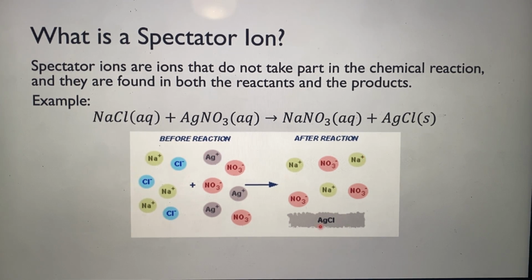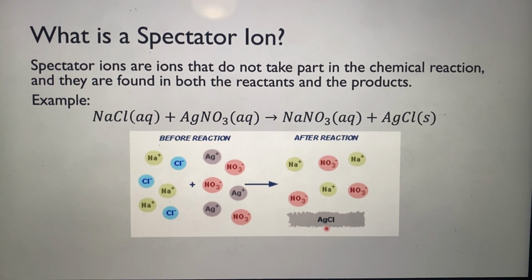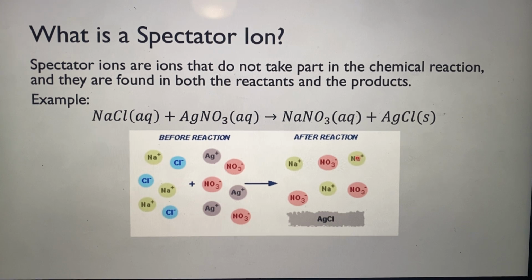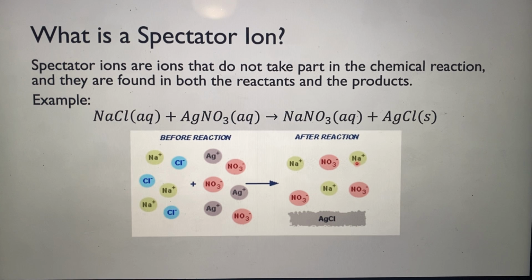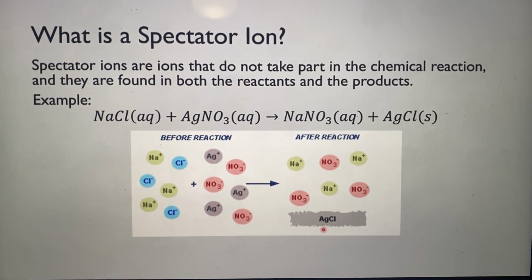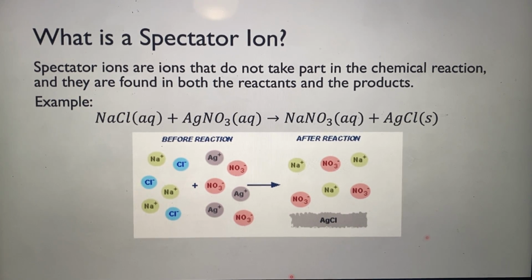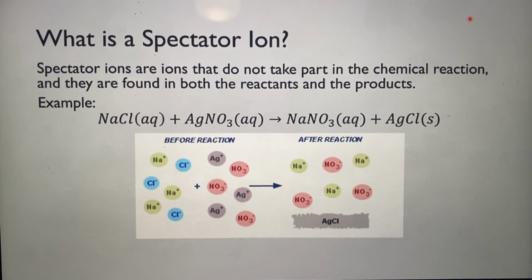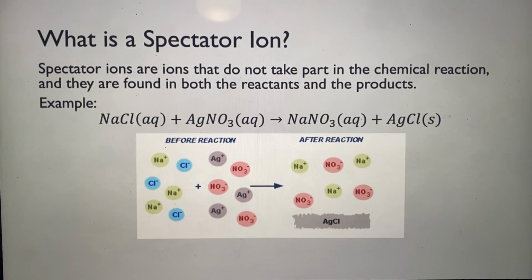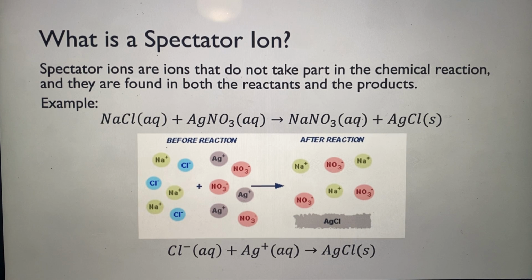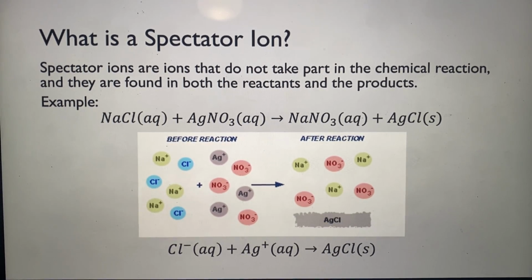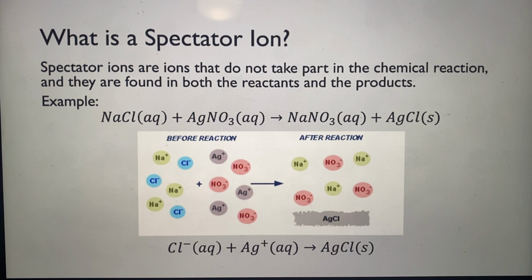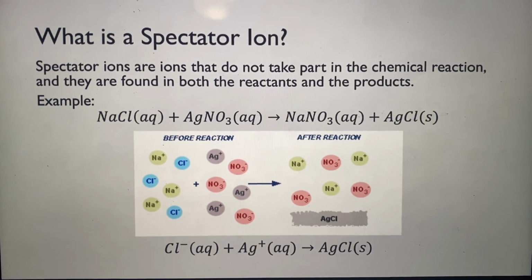After the reaction, you have your silver chloride solid, and then your sodium and nitrate ions still floating around, which indicates that they weren't actually involved in creating this silver chloride. And we can see that with, there's our final equation. It just shows the chloride and the silver that makes the silver chloride solid.